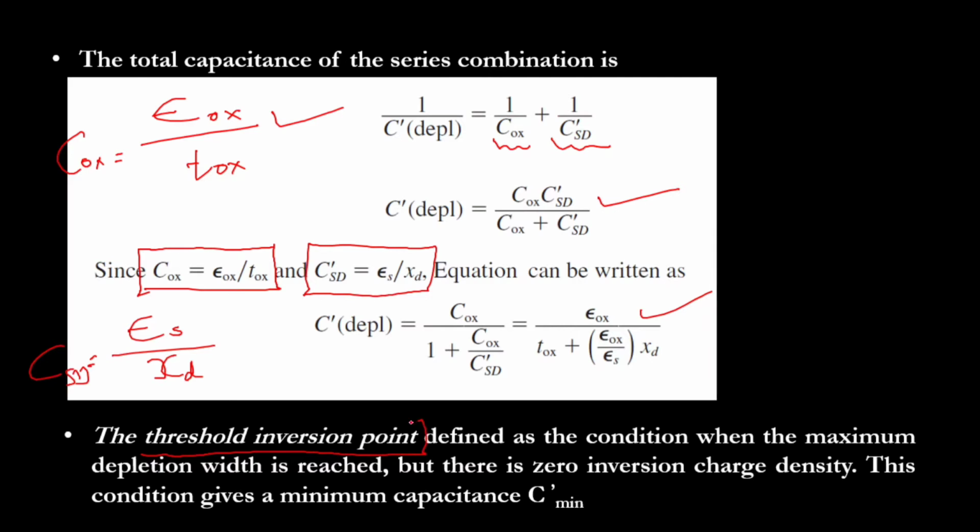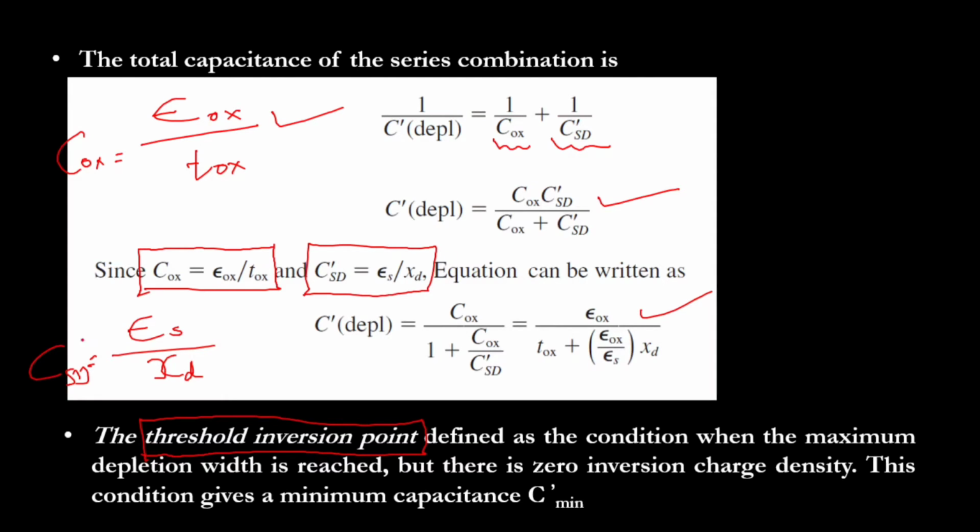What do you mean by the threshold inversion point? I have applied a positive voltage, and a depletion region is created. I slightly increment the positive voltage, and the depletion region starts growing slowly. Again I increment the positive voltage, and the depletion layer keeps growing. Finally it reaches its maximum. The voltage at which the depletion region width becomes maximum, and if I make a small change in the positive voltage, the inversion is going to happen.